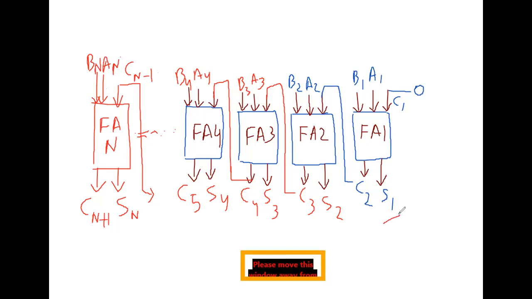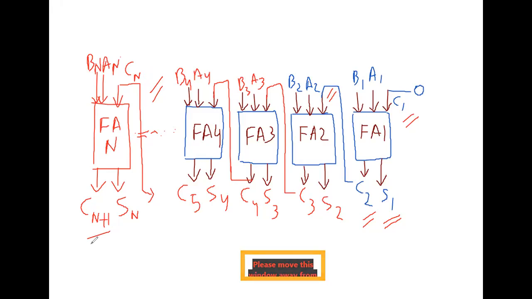Just see the suffixes: S1, S2, S3, S4 like this up to Sn, and C2, C3, C4, C5 up to Cn plus 1. Here C1, this one C2, C3, C4 like this. The last input carry is Cn, not n minus 1. Sorry, this is Cn. The next carry will be Cn plus 1, this one. Now it is correct. Understood this one?